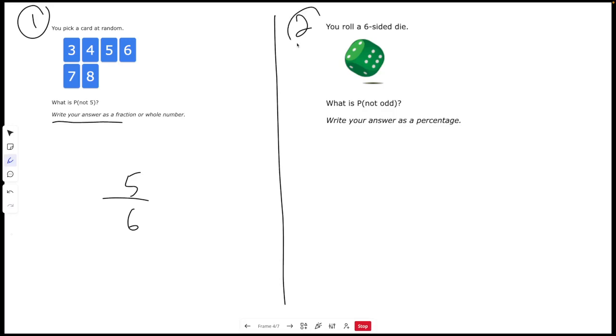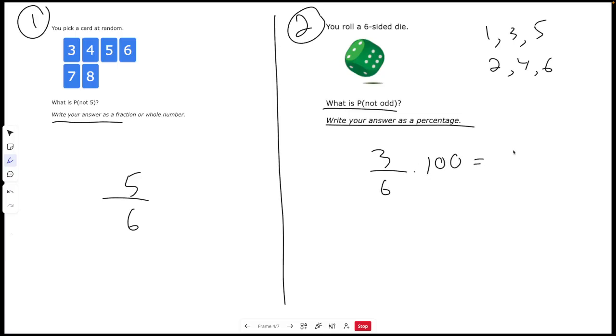For the second one, you roll a 6-sided die. What is the probability that it is not odd? Reminder, we talked about odd numbers in that previous video, and the odd numbers would be 1, 3, and 5. So the not odd would be 2, 4, and 6. So it is a 3 out of the 6 total. And it says write your answer as a percentage. So remember, we just take this and multiply it by 100. That will give you 50%. 50% final answer.